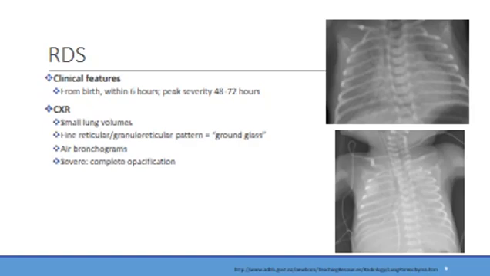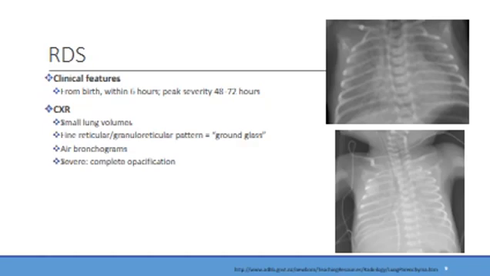On the X-ray, you can make the definitive diagnosis by identifying small lung volumes due to the constant collapse of the lungs, as well as a fine reticular or granular reticular pattern, which is described as a ground glass pattern, which affects both lungs equally. You can then also follow out the air bronchograms. Due to the collapsed alveoli, you can clearly see the air in the bronchioles. And then in the most severe cases, you can have complete opacification.